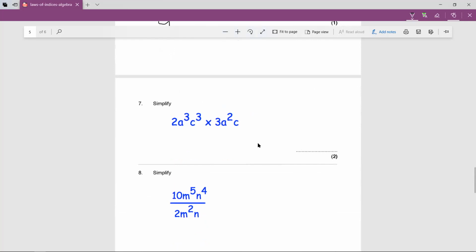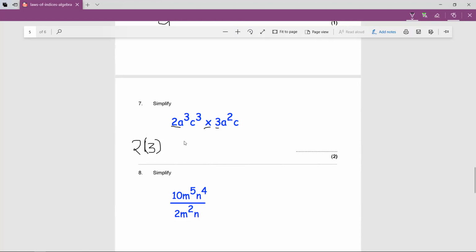All right, number 7. We have 2a power 3 c to the 3 multiplied by 3 a to the power of 2 and then c. So in such a case, guys, all you need to do is work out the numbers separately and then work out the letters separately. So we have 2 times 3, 2 multiplied by 3 right there. So 2 into bracket 3.